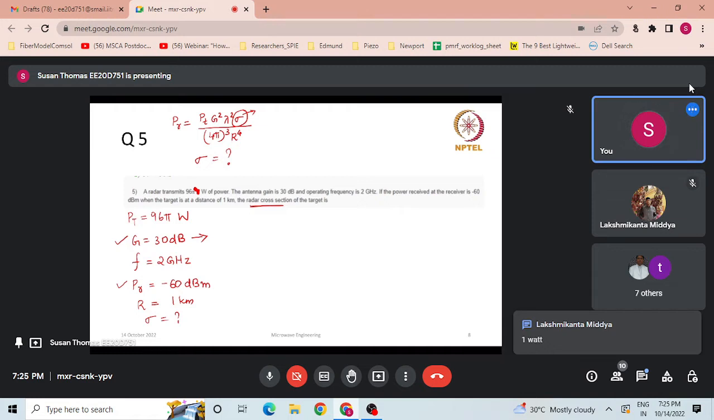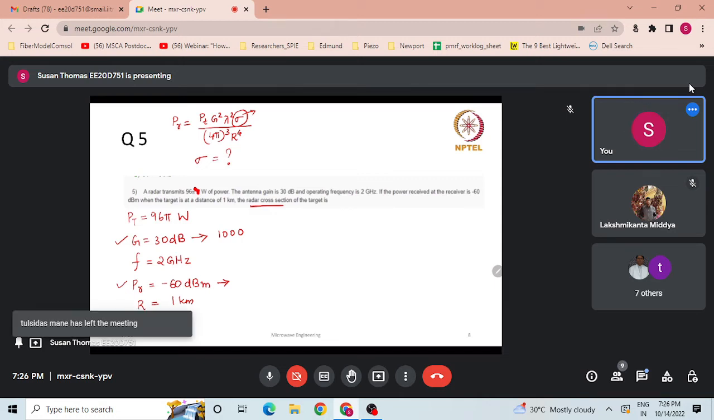Gain, it's a gain. Someone has responded, it's 1000. So in linear, the gain is 1000. And can you tell me what is this received power? Something to notice here is it's not dB, it's dBm. So it's minus 60 dBm. Can you tell me what will be the linear value of this minus 60 dBm?